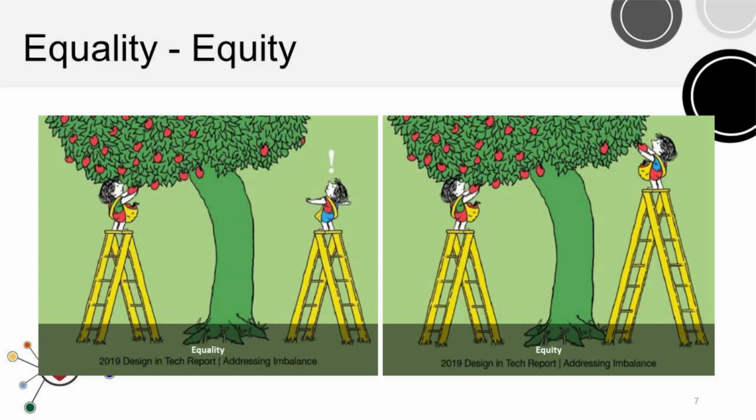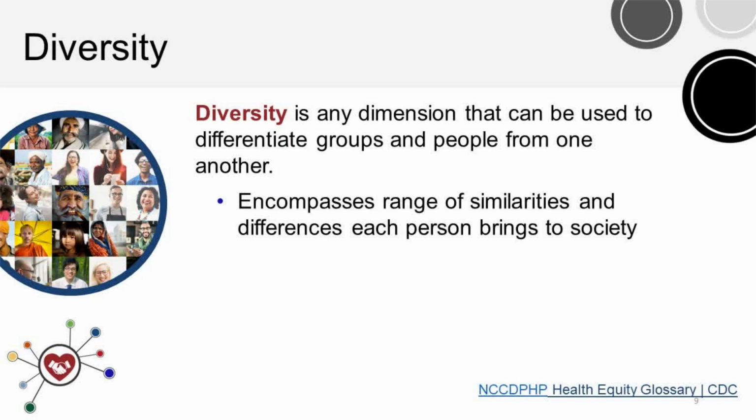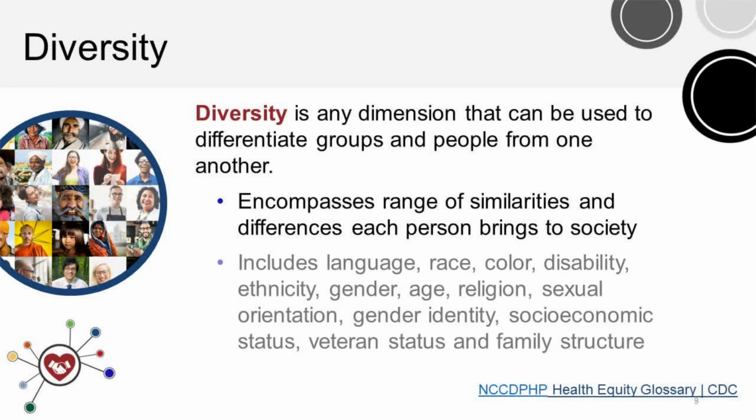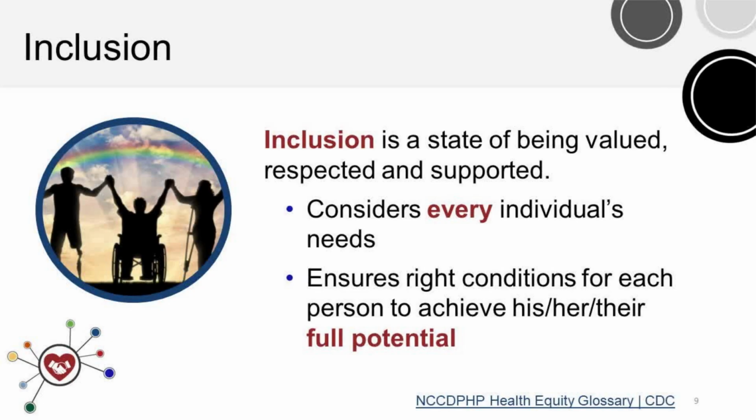their full health potential. Diversity is any dimension that can be used to differentiate groups and people from one another, included but not limited to national origin, language, race, color, disability, ethnicity, gender, age, or religion. Equity is where everyone is treated according to their diverse needs. Inclusion is the state of being valued, respected, and supported. It means considering every individual's needs and recognizing their uniqueness. When we treat people equitably, we are being inclusive, allowing everyone to participate.